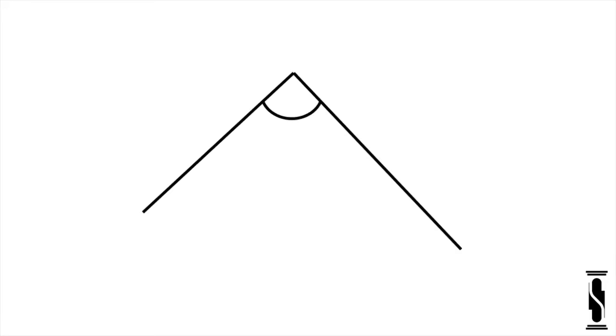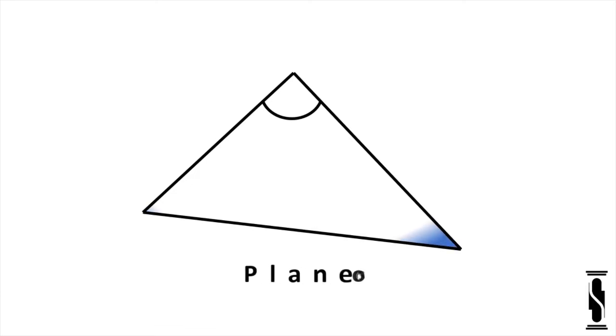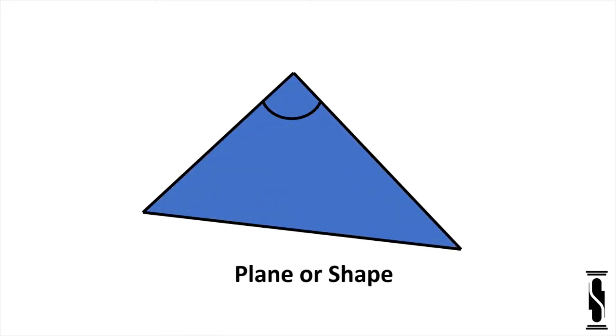When two straight lines meet at some inclination, they form an angle. And when this angle is enclosed with a third line, it makes a two-dimensional surface known as a plane or shape, which means it has only length and width with negligible thickness.